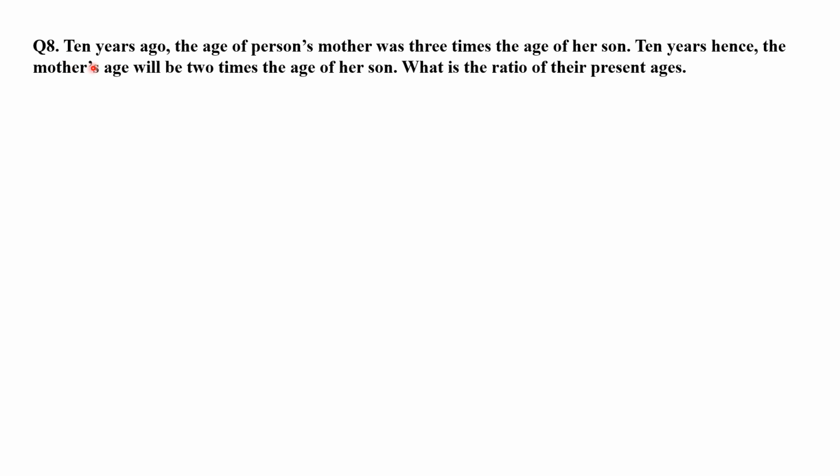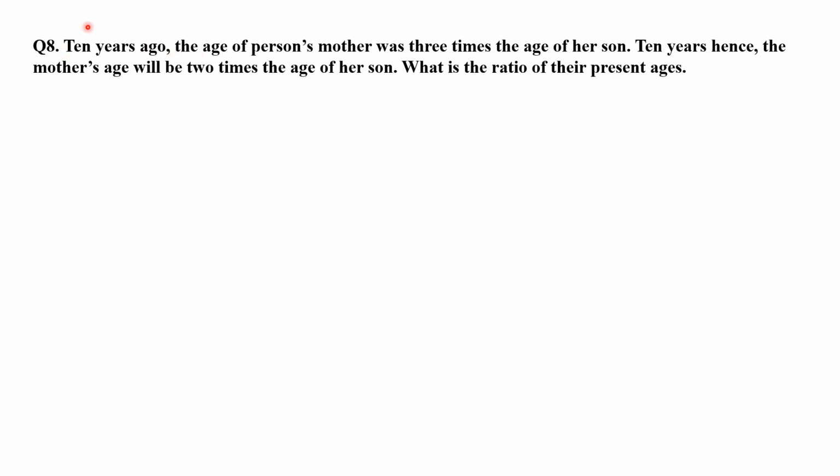Question number 8. This question is really a very good question concept wise. If your concept is clear, then you can solve it easily. Please listen to me very carefully. 10 years ago, the age of a person's mother was 3 times the age of her son. Usually they give a relation from the present age, but here you can see it is given 10 years ago, the person's mother's age was 3 times the age of her son. And 10 years hence, the mother's age will be 2 times the age of her son, and you have to find the ratio of their present ages.